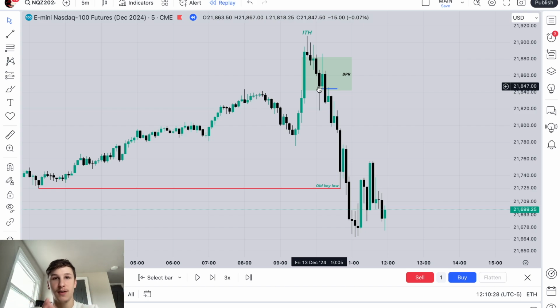Notice that this was only valid because the higher time frame was in support of it. So always have the higher time frame in mind when you're looking for these three elements, and it is going to be very, very hard for you to fail if you can apply the proper psychology along with these elements here.